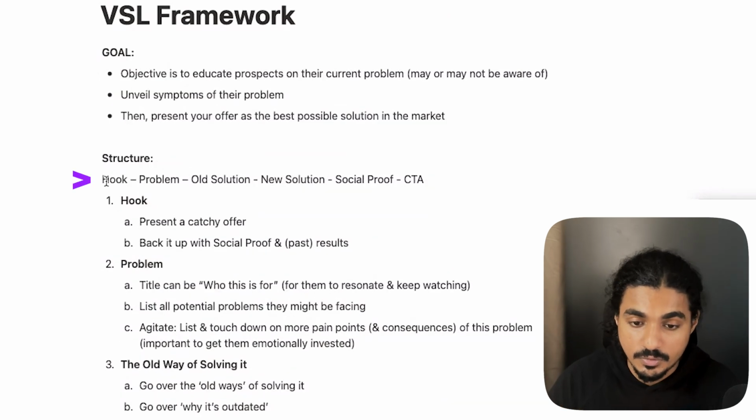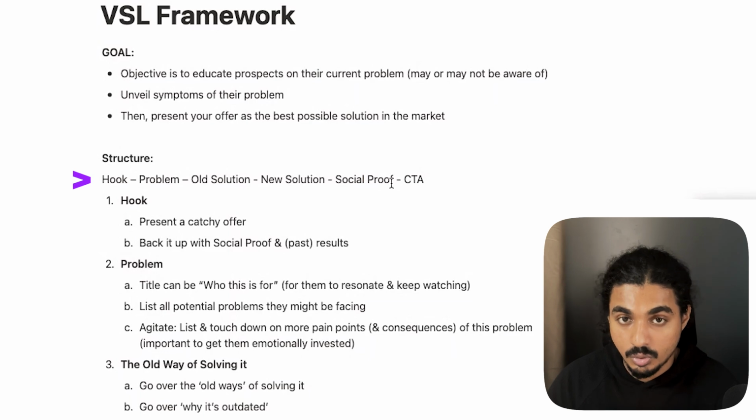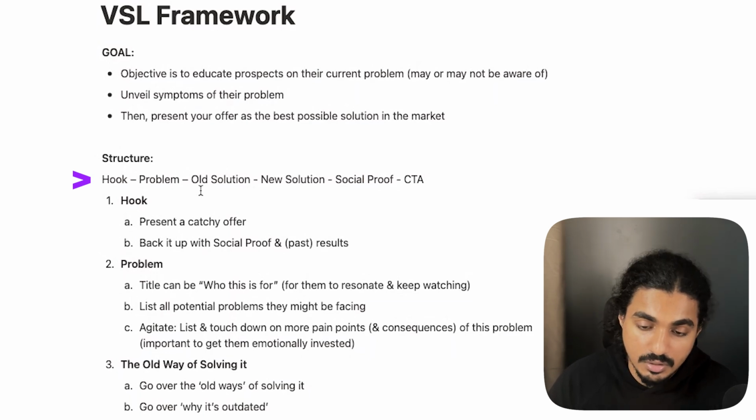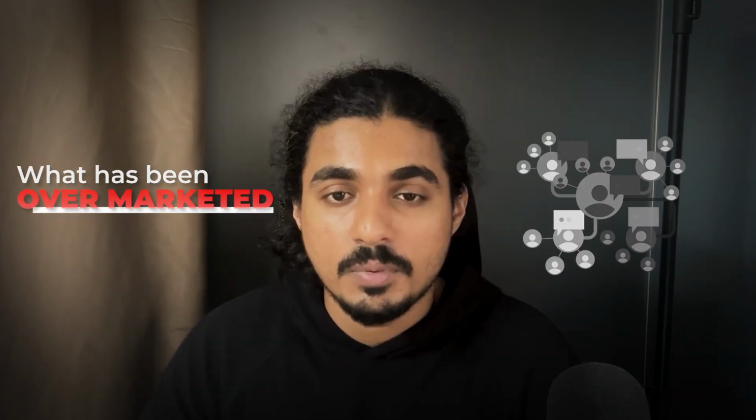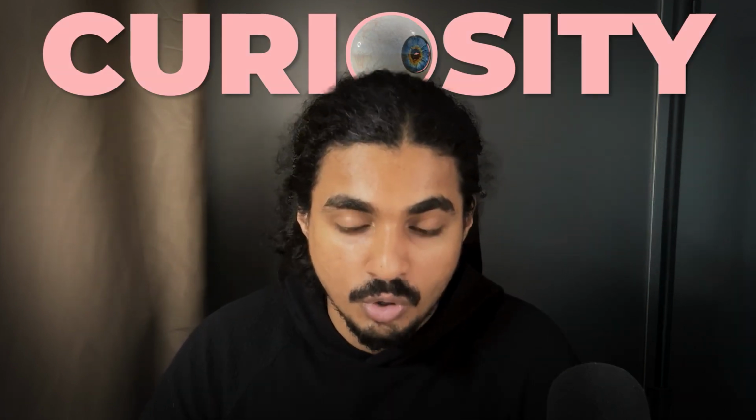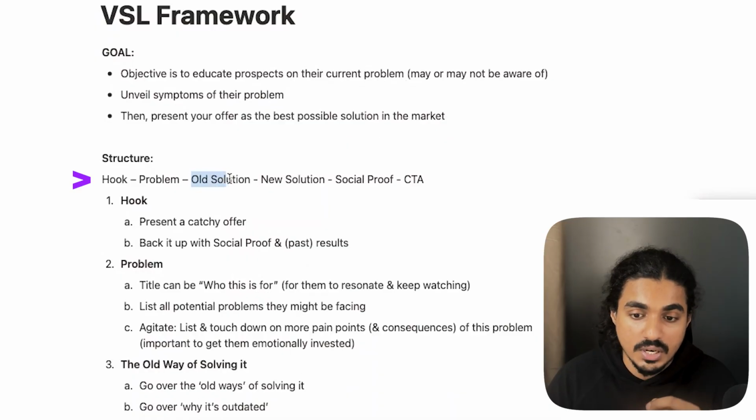As for any sales video, you can see there is the hook part, problem, solution, social proof, and call to action. That is the typical structure for a good sales video. But one differentiating factor with this one is the old solution and new solution. What we are doing here is throwing stones at what people might already have found, sort of cliche, what has been over marketed, and people always want new stuff, curiosity. So that's why we are throwing stones at the old solution and giving reasons why it is bad and why it's not working, and presenting your solution as a new solution to their problem.